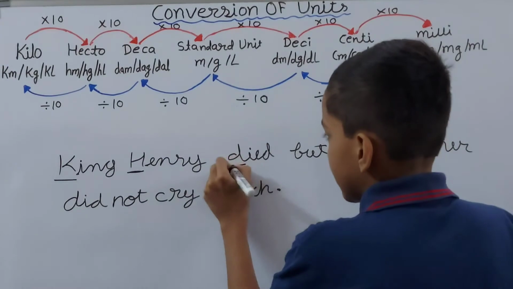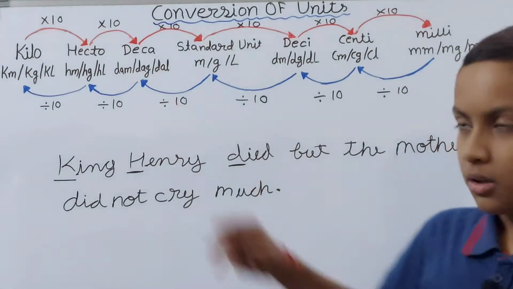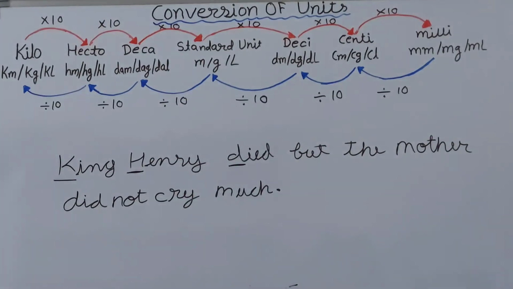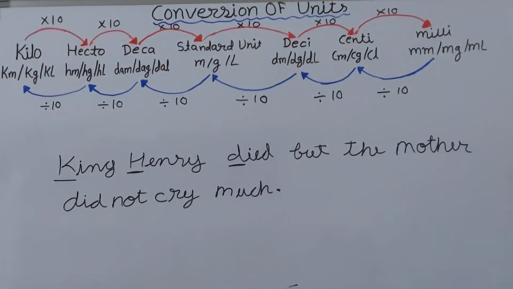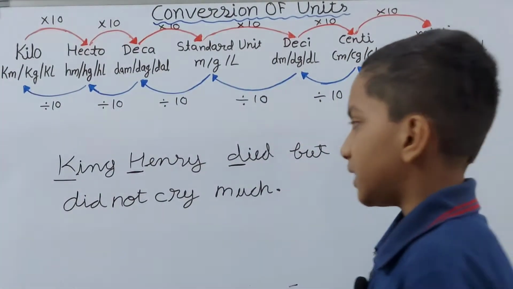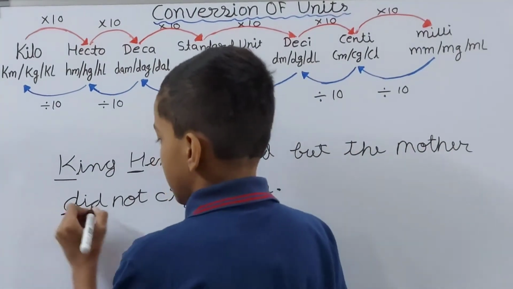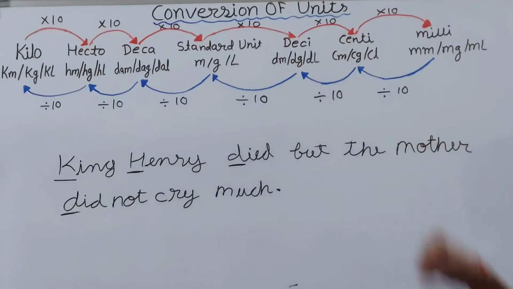Died, that is D as its first alphabet. This D is for deca. And friends, here you have to learn the standard units by heart. There is no trick for the standard units. Okay, so let's move on. These three words with the mother don't relate to any unit, so let's leave them. The next word is Did and its first alphabet is D. This D is for deci.